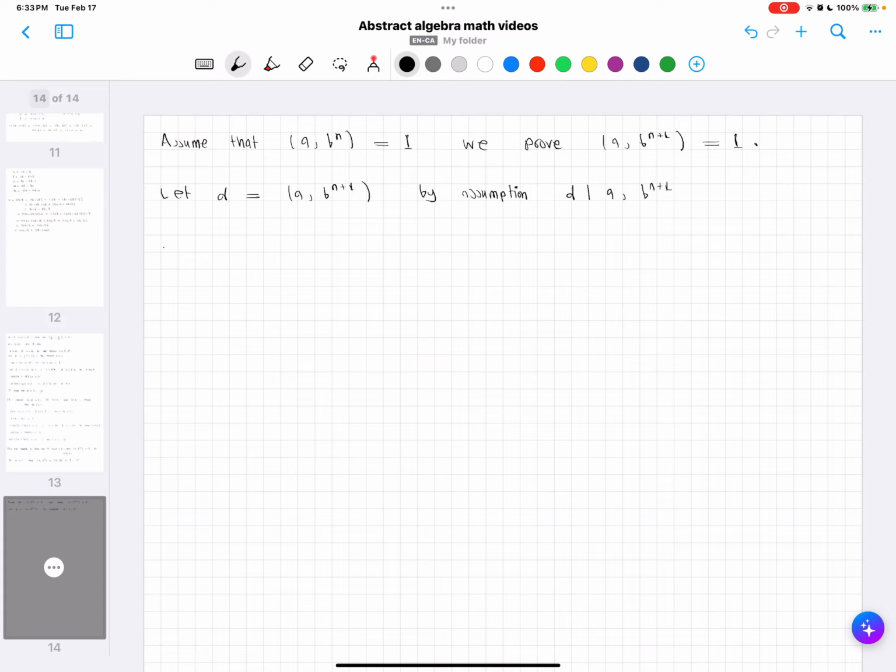We can write B to the n plus 1 as B to the n times B. So we have D divides B to the n times B. So consider the GCD between D and B. Let's call it D prime.